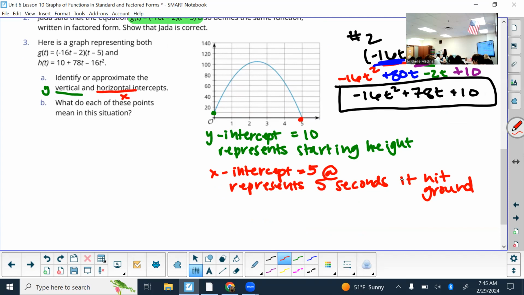So you can't see it that well from your standard form, right? But you can see it from the factor form. That's gonna be something you're going to have to interpret. Our x-intercepts from factor form is gonna be the value of the t that makes it true. And so 5 is easy to figure out.